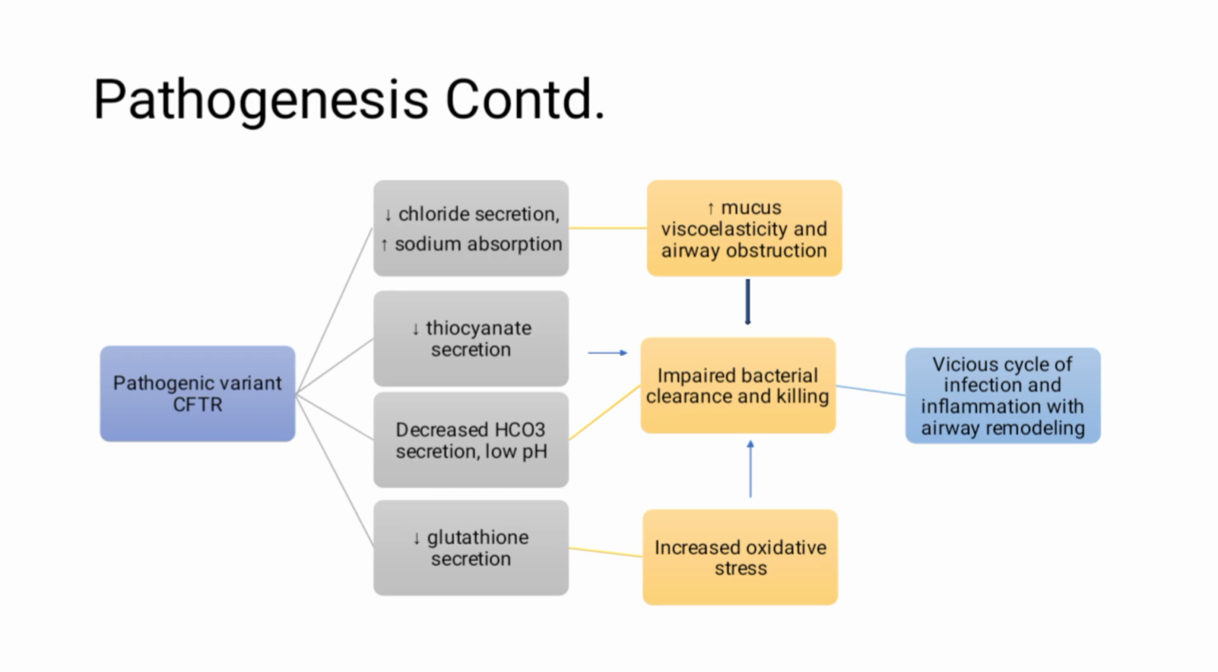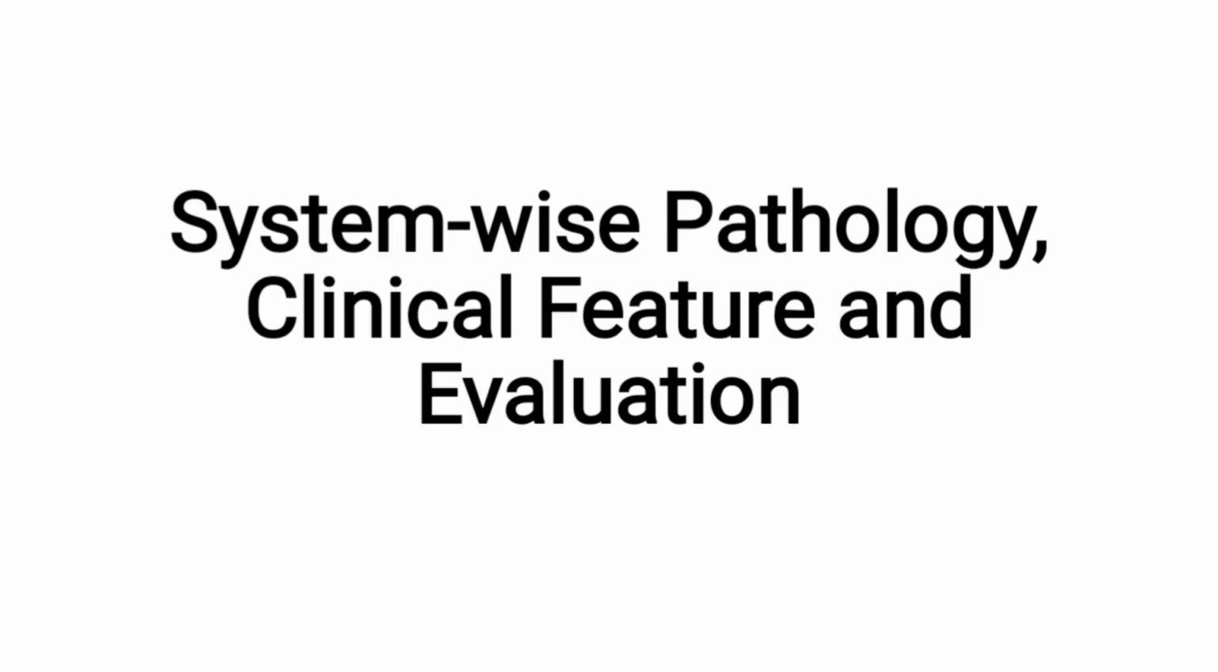These two things cause mucus to be viscid, and the pathological bacteria find a favorable condition to harbor and cause repeated infection. At the same time, there will be decreased thiocyanate secretion and glutathione secretion, which are needed for bacterial killing. So bacterial killing will also be hampered, and ultimately repeated infection and inflammation occur, and airway destruction and remodeling will occur continuously.